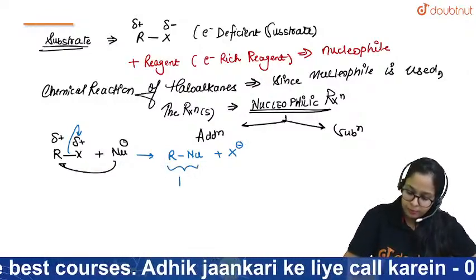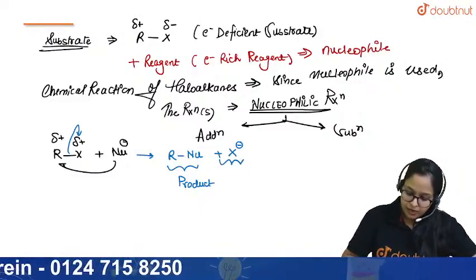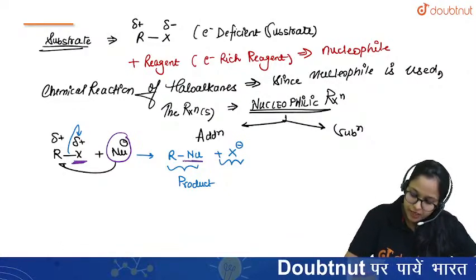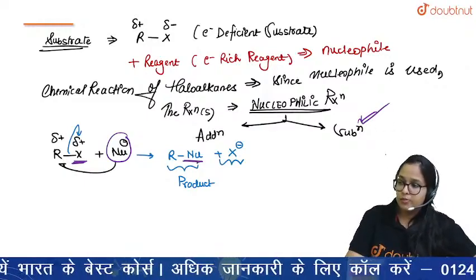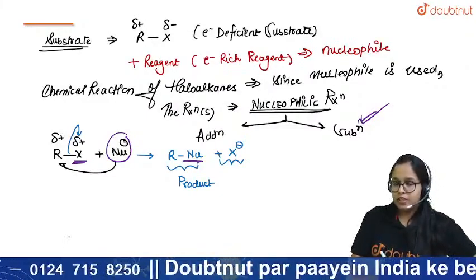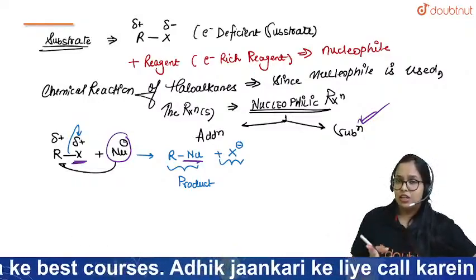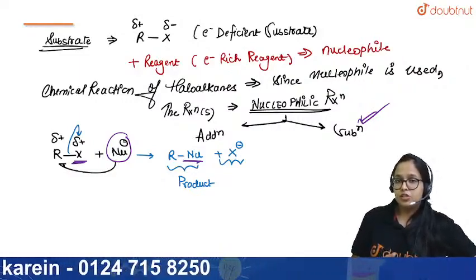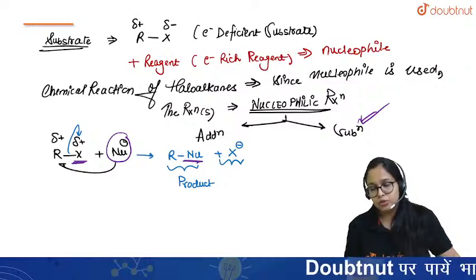So this is the product, and since X is the leaving group, it leaves as X minus. Good leaving groups are being replaced by the nucleophile. Instead of X, now we have the nucleophile. So this is your substitution reaction. In haloalkanes, we usually observe nucleophilic substitution reactions. It was nucleophilic because your substrate was electron deficient, and a nucleophile was used because we have to use a reagent of opposite nature to that of the substrate, and nucleophiles generally show nucleophilic reactions.